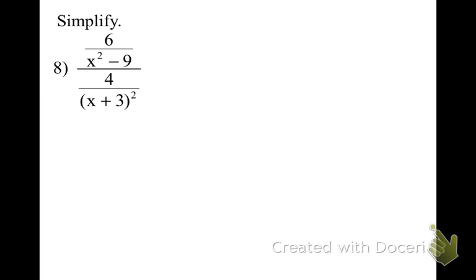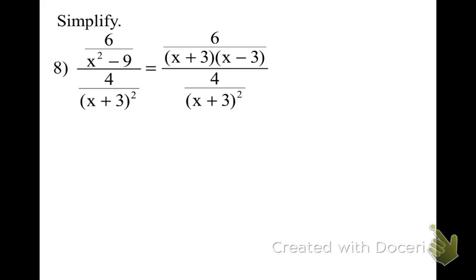How do you think we approach this next problem? Phoebe? Factor the denominator and the numerator. Yep. So the top one is going to be x plus 3, x minus 3. But the bottom one is going to be the quantity of x plus 3 squared. So it's x plus 3 times x plus 3. You guys with me?